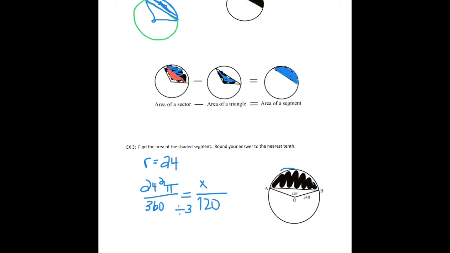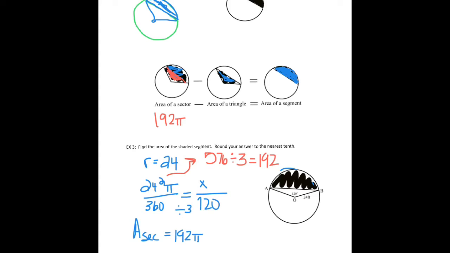So 24 squared is 576. If I were to divide that by 3, I would get 192. So the area of the sector is 192 pi. So let me again say what I did. I took 24 squared, which is 576, and I divided that by 3, and I got 192. Okay, so we have this first portion, the area of the sector, 192 pi.